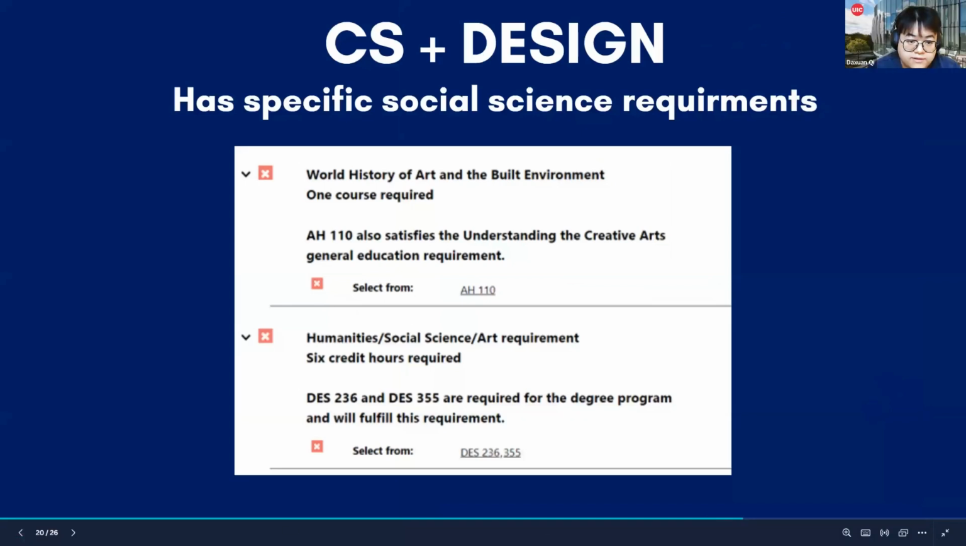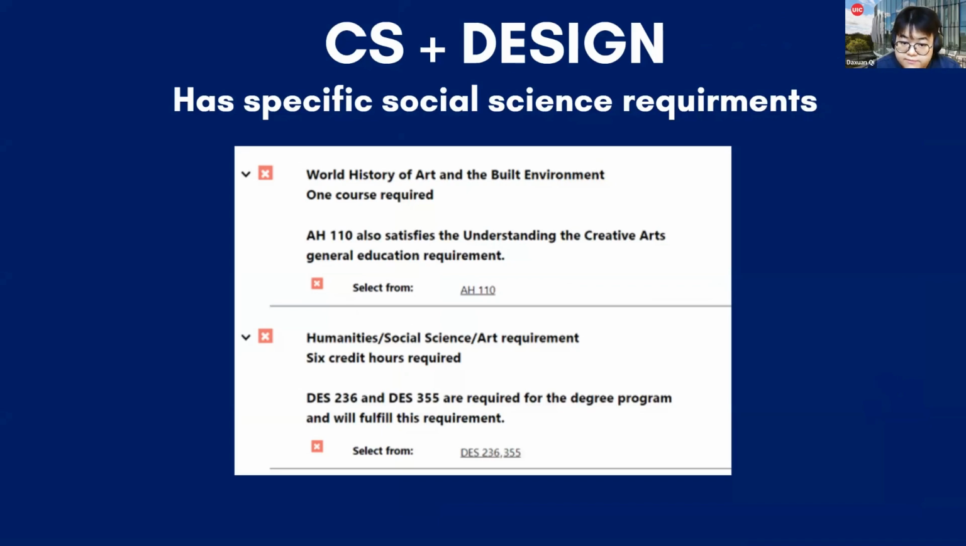Here, we're going to talk about CS+Design's humanities requirements. CS+Designs are required to take Art History 110, as well as Design 236 and 355. Art History 110 will also complete the Understanding the Creative Arts General Education category, so do not plan to take a class for this section. The design courses will complete the humanities requirements as well, so do not plan to take classes for that section.